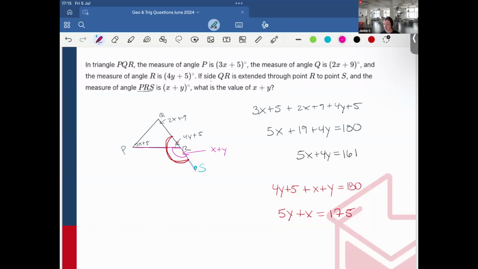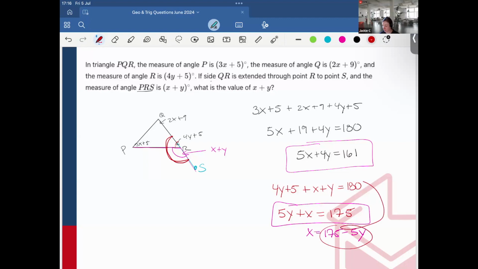Okay, and then from here, I have two system of equations, and then I can simply solve for x or y. So let's go ahead and do that. Okay, I'm going to do this one. I'm going to say that x is equal to 175 minus 5y. And then I can go ahead and substitute this in for x up here. Okay, so let's do that. So this would be 5 times 175 minus 5y plus 4y is equal to 161. Now distribute the 5. So 5 times 175, that's 875. And 5 times 5 is minus 25y. And plus 4y equals 161.